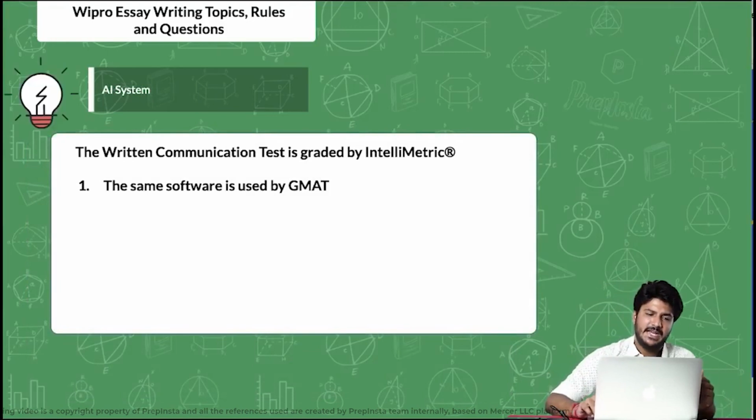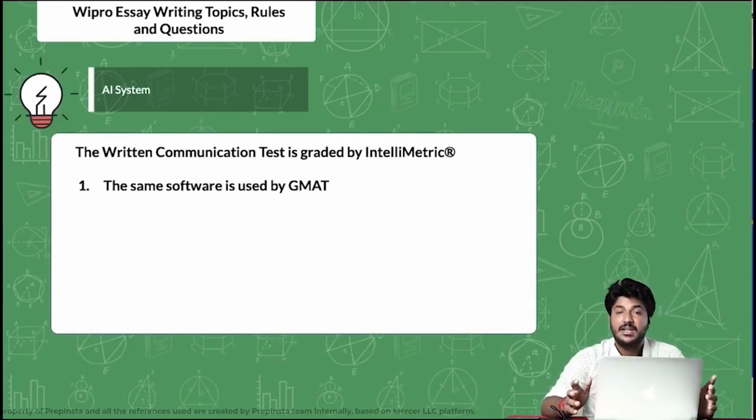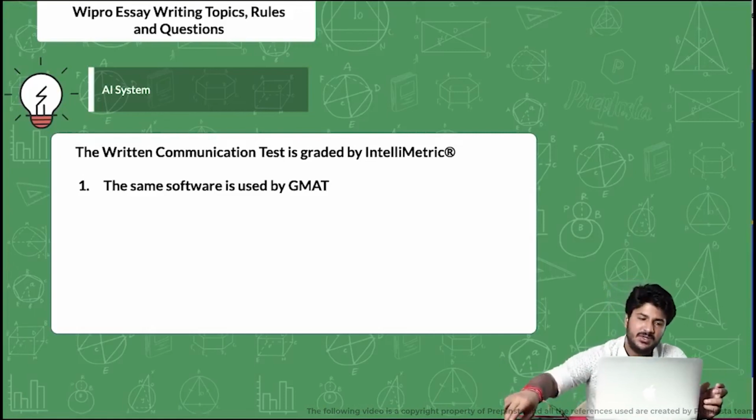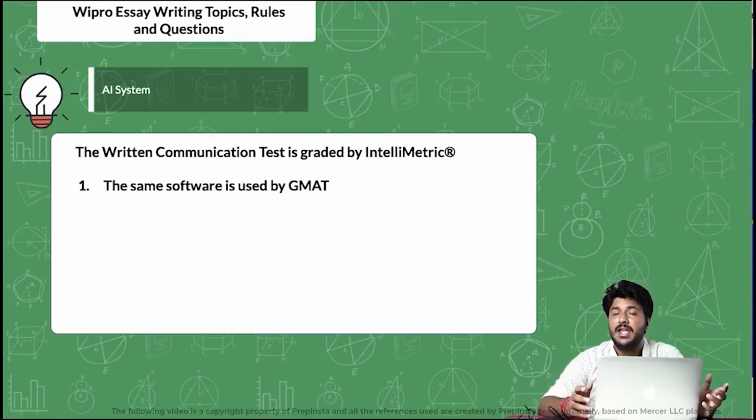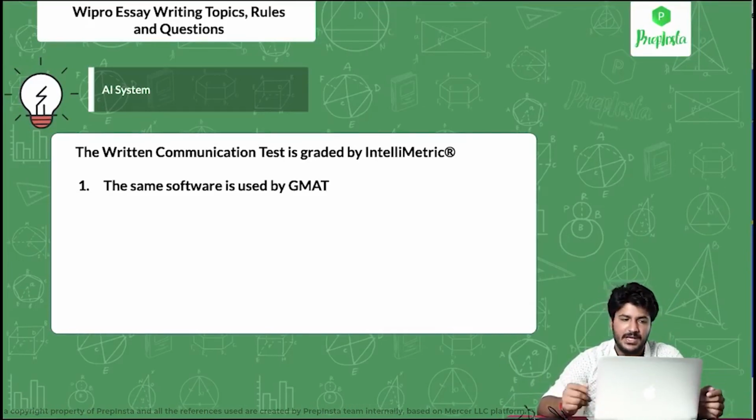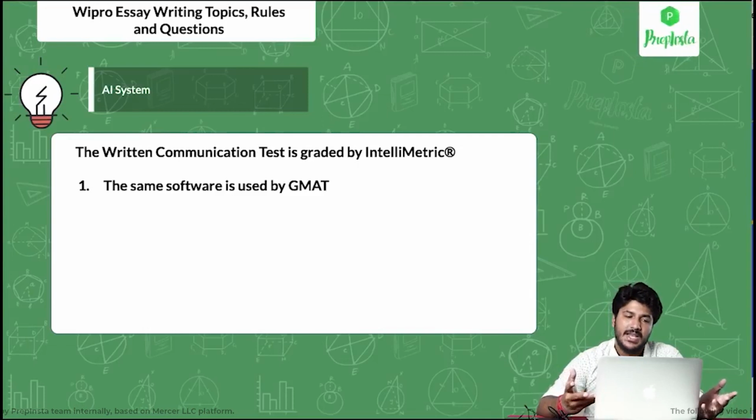So let's start with the AI system. Obviously, there are 3 lakh people giving the Wipro exam every year, and in fact more than that if you cover the off-campus exam as well, right? So Wipro cannot have people manually checking the essay that you are writing.